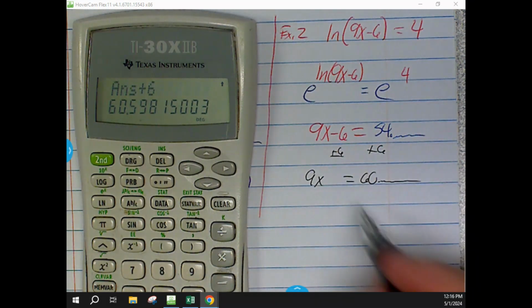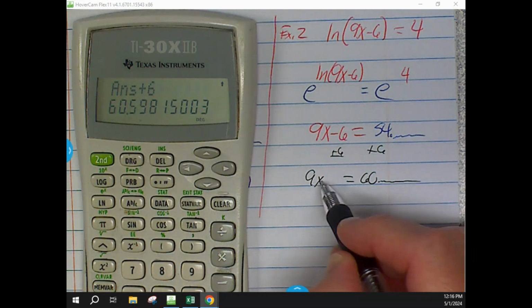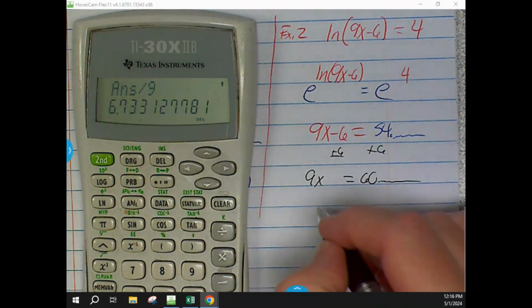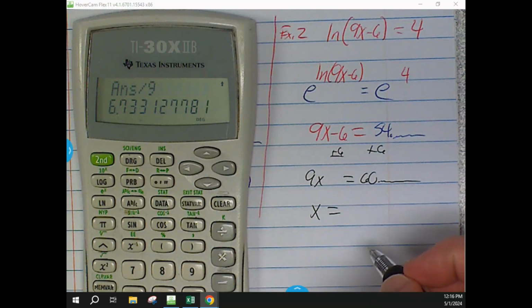So now we got 60 point, all this other stuff back here. And then what are we going to do with it? Yeah, we've got 9x, so we got to divide by 9. And that's the number we're really worried about. So in that case, that's the number we need. That x is 6.733.